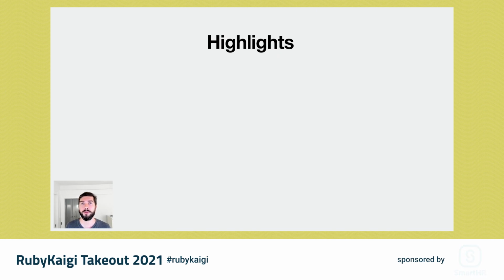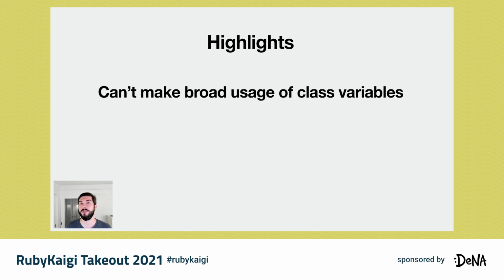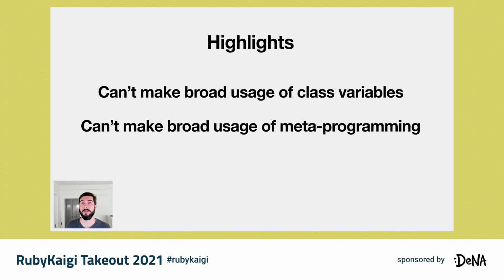A few highlights of our framework, limitations and features. It cannot make broad usage of class variables as we've seen because the child Ractors don't have access to them. So we can only use them inside the main Ractor. It cannot make broad usage of dynamic methods or metaprogramming in general. So if we use the define method, for example, to create a method inside a Ractor, that method only exists in that Ractor and is not accessible by any of the other Ractors. So we need to be careful about that as well.